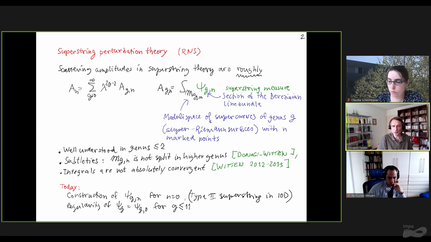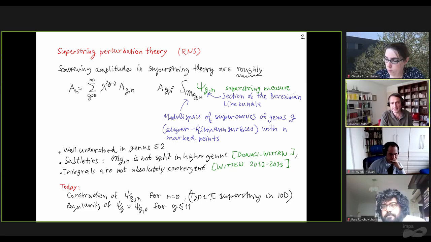And rather recently, Donagi and Witten showed that these moduli spaces are actually not split, or not projected, even in higher genus. Namely, they are not given by vector bundles with odd parity, which give the odd coordinates. And then there are other questions: these integrals are supposed to be finite, but they are not absolutely convergent. So it is rather subtle to regularize those integrals. You have to know how this form, this superstring measure, behaves at infinity and regularize properly. So there are subtleties from that point of view.